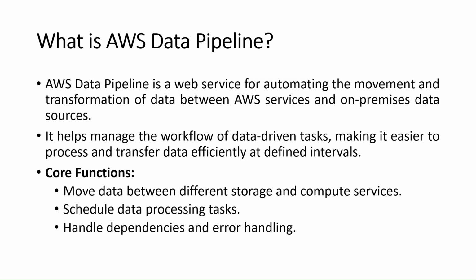Think of AWS Data Pipeline as a delivery service for your data. It helps move your data from one place, like a storage box in Amazon S3, to another, like a workstation in an AWS EC2 instance, where it can be processed and analyzed. So it automates this process. You don't have to do it manually.